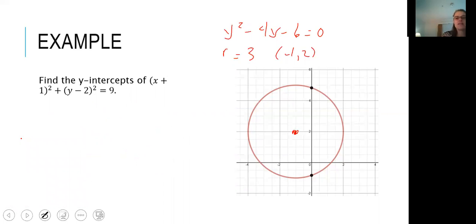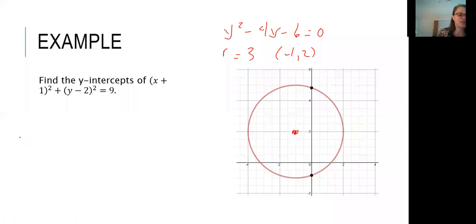Okay, so I've got y squared minus 4y minus 6. You'll have to remember the quadratic formula if you haven't memorized it yet, or if you've forgotten it, remind yourself what it looks like. Or you can use your TI calculator to solve this quadratic equation.